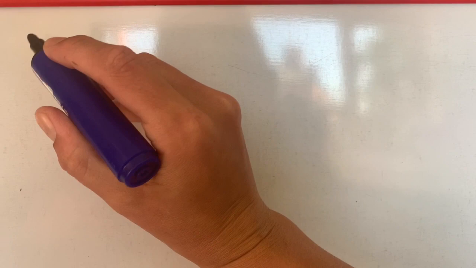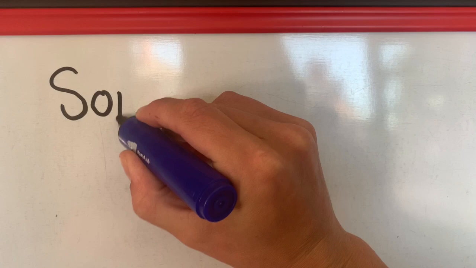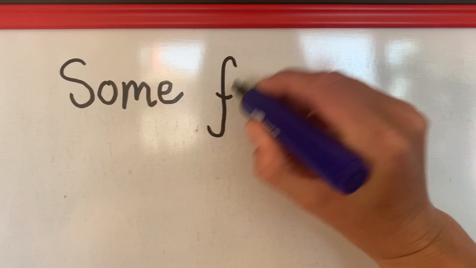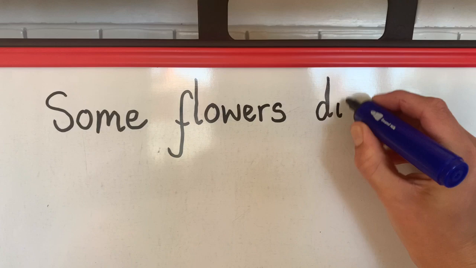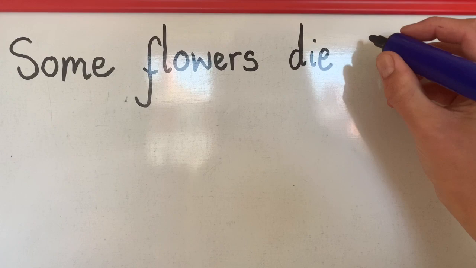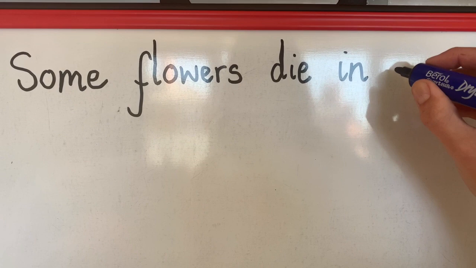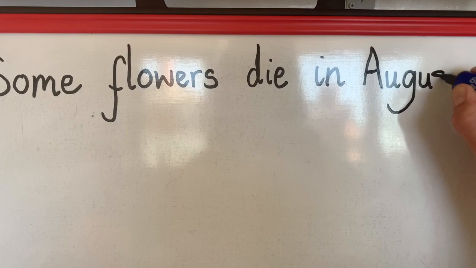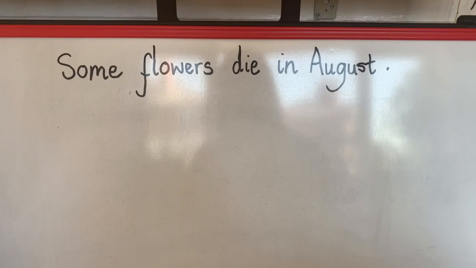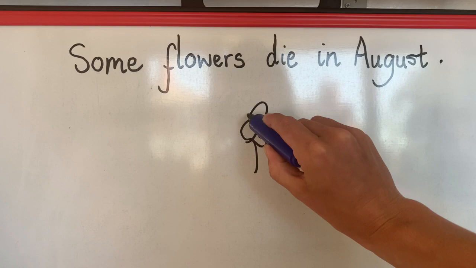Right, so I'm going to start with the tricky word some. If you know how to write this word already, that is amazing. If not, don't worry, just join in with me at home. Some flowers, and we have got a consonant blend at the start, fl, ow, ers. Some flowers die, and we're using the IE here. Some flowers die in August. Now, that was the name of a month, so I'm going to need a capital letter. August. And there is my finished sentence. Do you know what? I might even draw a little picture to go with it.